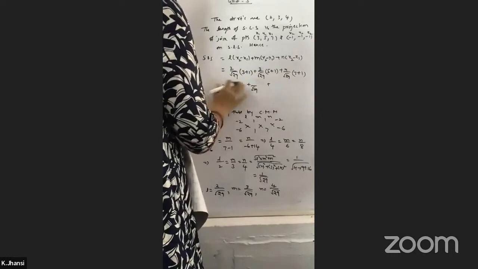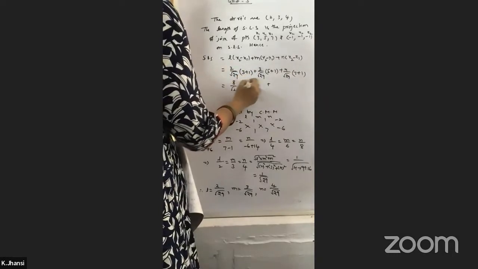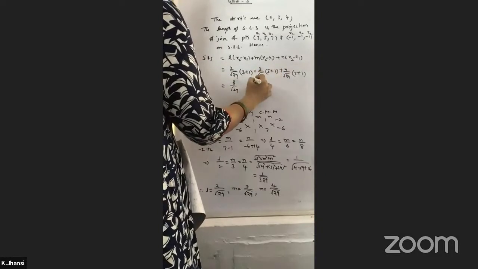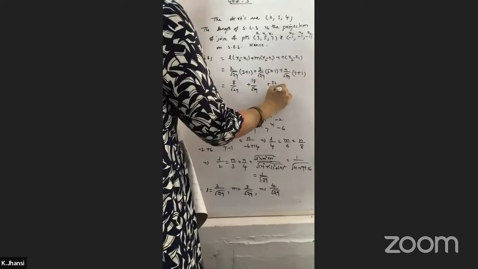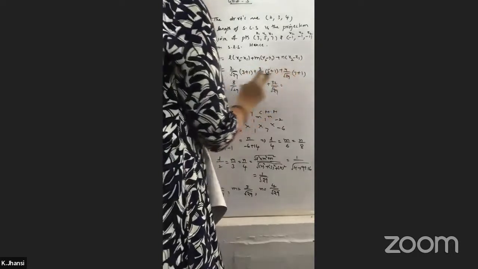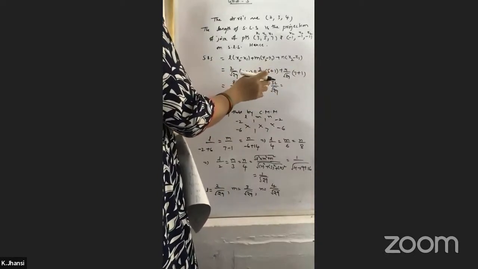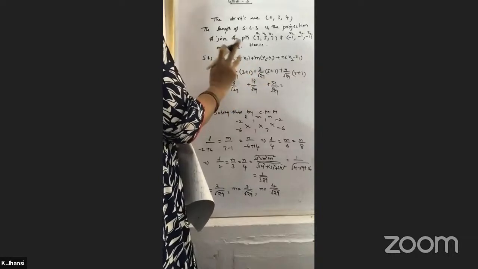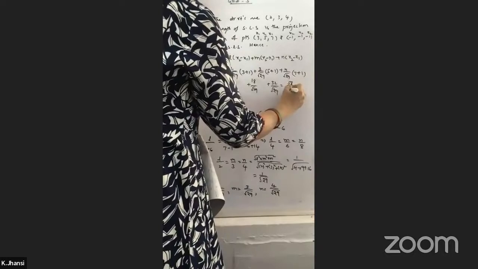Directly you do the multiplication. 3 plus 1 is 4, 4 times 2 is 8. Here 5 plus 1 is 6, 6 times 3 is 18. 7 plus 1 is 8, 8 times 4 is 32. Taking root 29 as the LCM, 18 plus 8 is 26, 26 plus 32 is 58. So you get 58 by root 29.